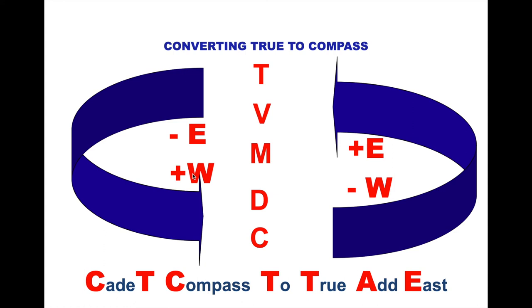So the simplest way to do it is to write this down. T, V, M, D, C. Compass, draw an arrow up to the true, put plus east. Fill the rest in. If it's plus east, it's minus west. If you're going the other way, draw the arrow in. It's the other way round. Minus east plus west.